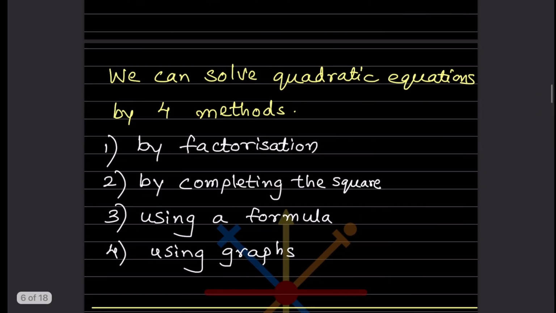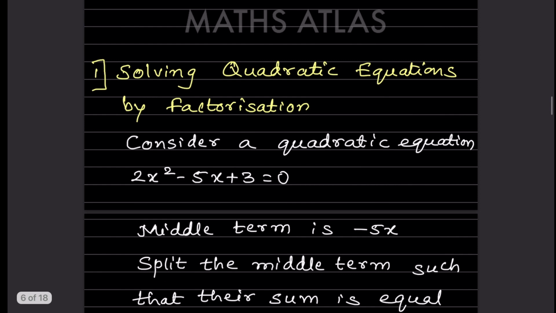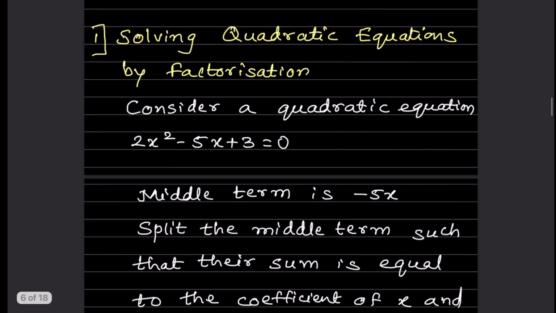Then the quadratic equations can be solved by 4 methods. First is factorization, then completing the square, using a formula, and using graphs. Now first let us see only a brief part of how to solve with the help of the factorization method.